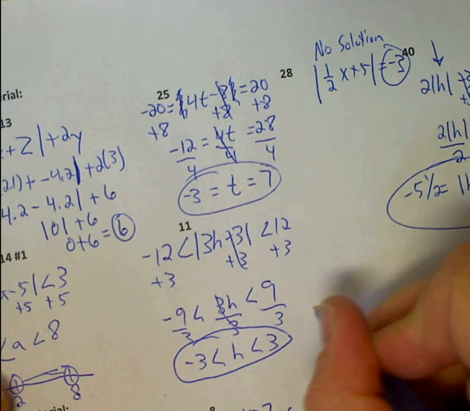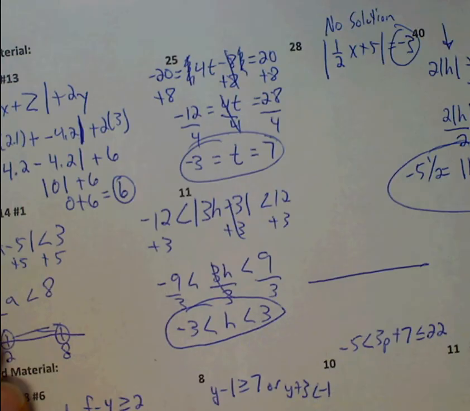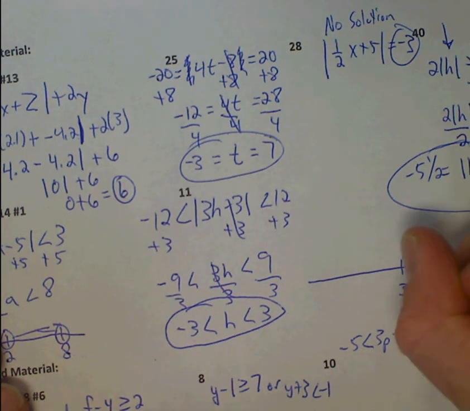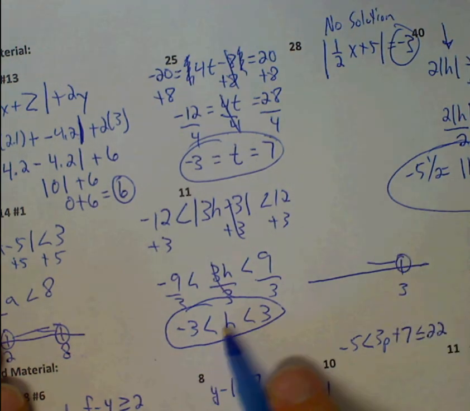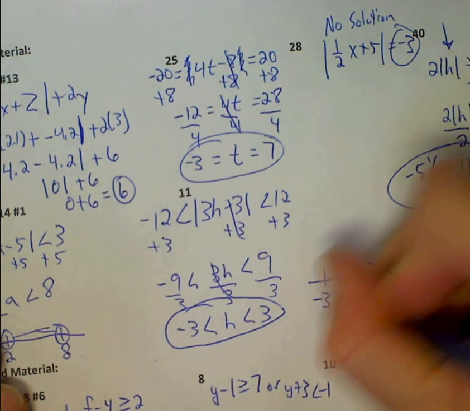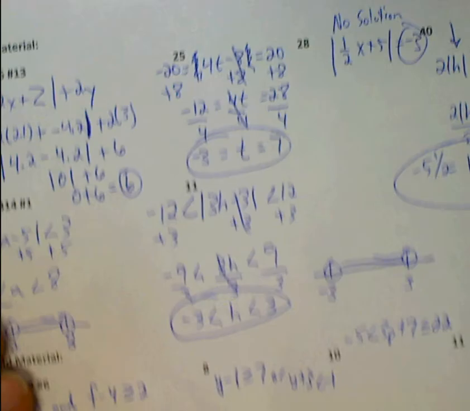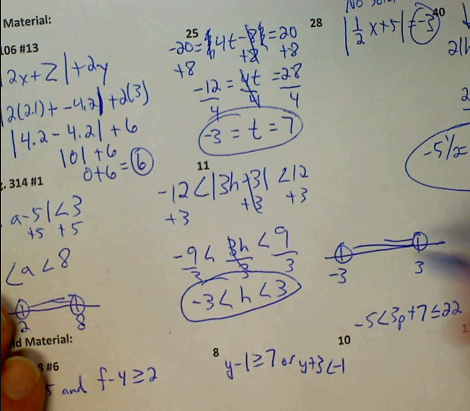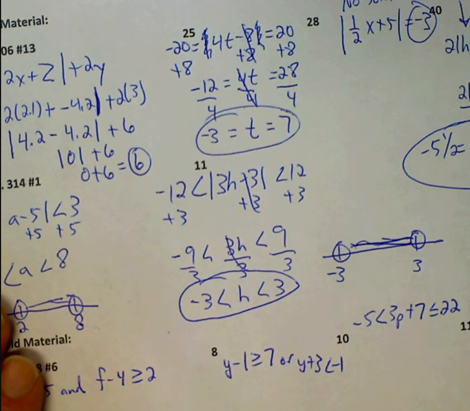If I were to graph this, h is less than 3. So here's 3. Less than means to the left. H is greater than negative 3. So negative 3, greater than means to the right. That's what it would look like. So it's in the middle.